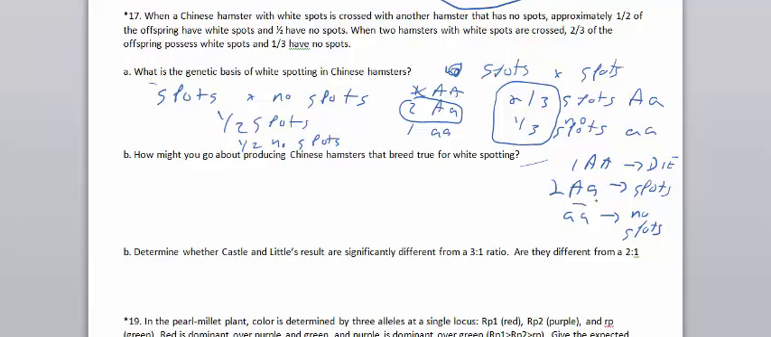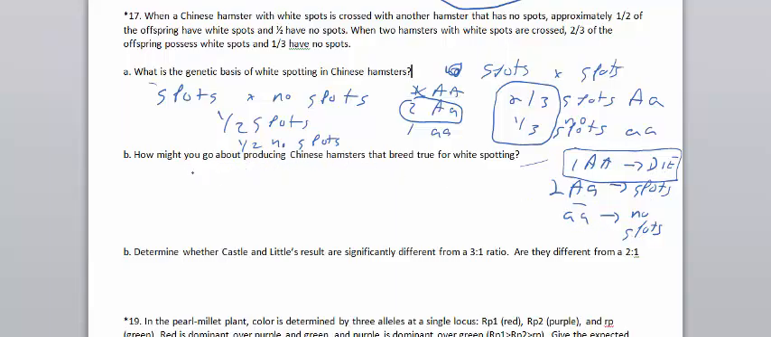So big A, or whatever you want to call it, is dominant to little a, but it's recessive lethal. You could call it homozygous lethal, and then you could not worry about the term recessive. But when homozygous, they die. When heterozygous, you get spots. When homozygous for the other allele, you get no spots.